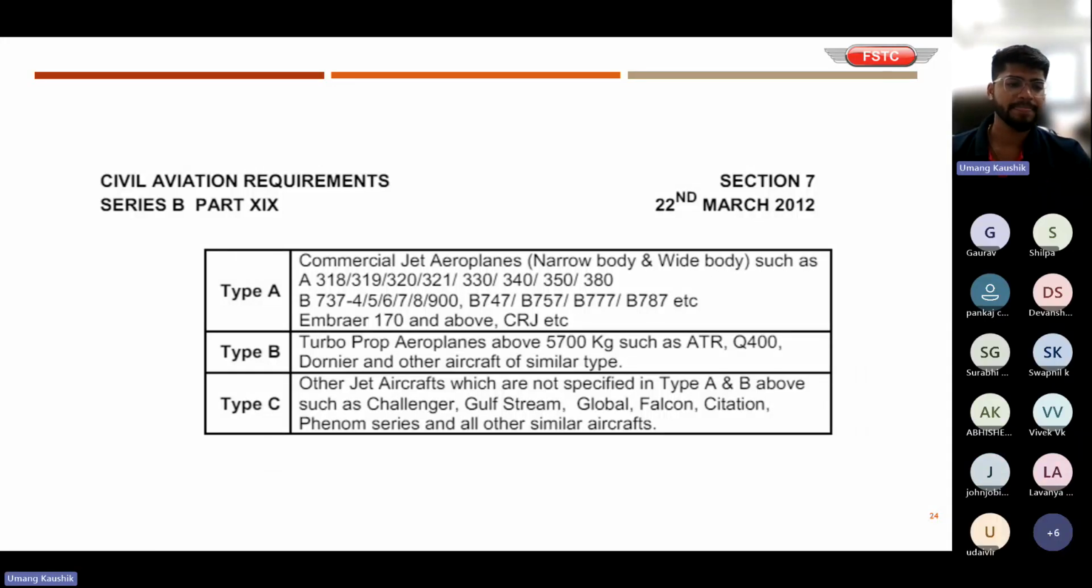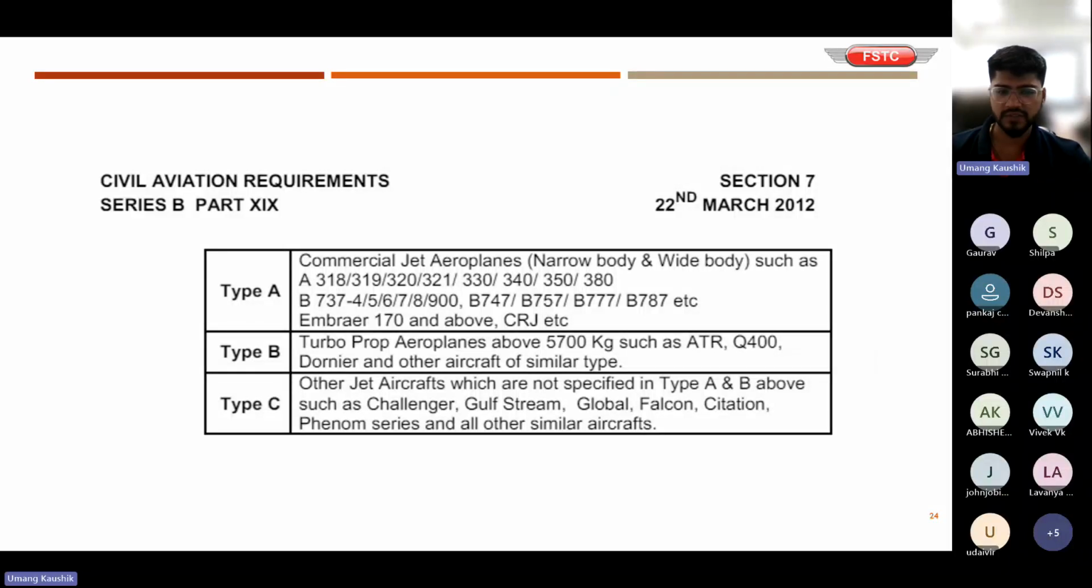First one, Type A, is commercial jet aeroplanes, narrow body and wide body, such as Airbus A380, 319, 320, 321, 330, 340, 350, 380, Boeing 737, 747, 757, 767, 787, 788, 900, and so on. Type B is your turboprops above 5,700 kg, such as ATR, Q400, Dornier, and others. And the rest comes in Type C, other jet aircraft such as Challenger, Gulfstream, Global, Falcon, Citation, Phenom, etc.